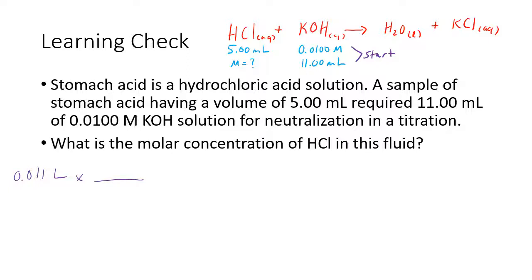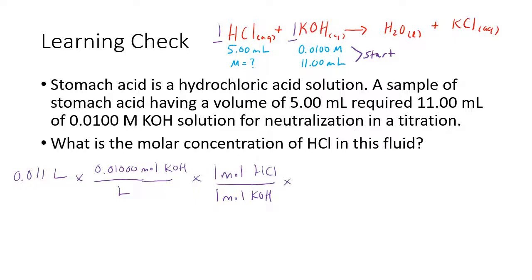Next, we're going to multiply by our concentration, 0.0100 moles per liter, and that's of our potassium hydroxide, so moles of KOH. And from our balanced chemical equation, the KOH and the HCl react in a 1-to-1 ratio. So for every 1 mole of KOH that reacts, it reacts with 1 mole of HCl.